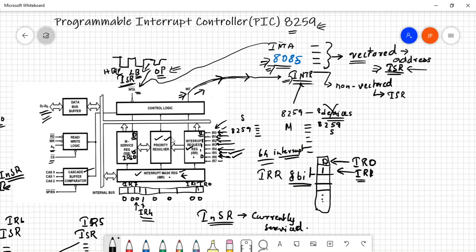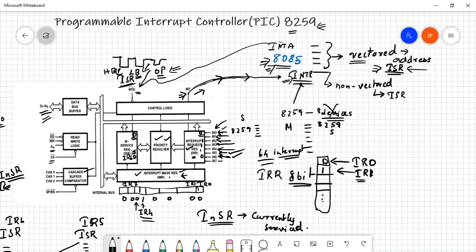The priority resolver does 3 checks. It first checks the interrupt request register. It finds which is the interrupt having the higher priority. It takes up that interrupt. Then it goes into the next check, which is the IMR register, where it checks whether the particular interrupt is masked or unmasked. If the interrupt is masked, then the particular interrupt will be discarded.